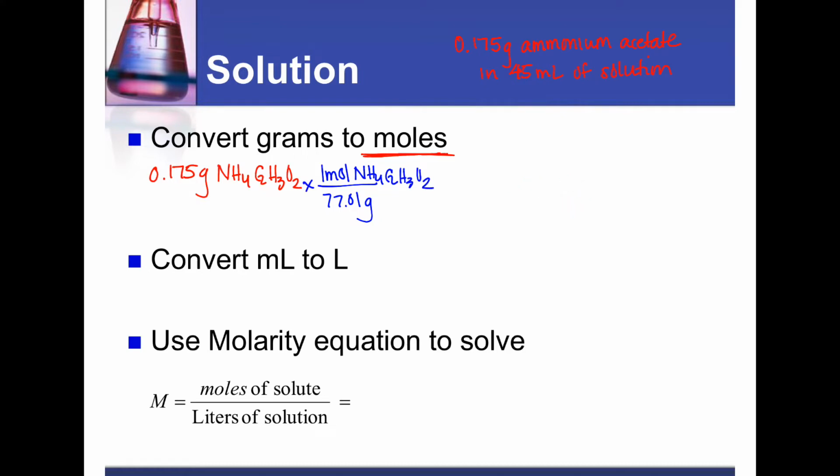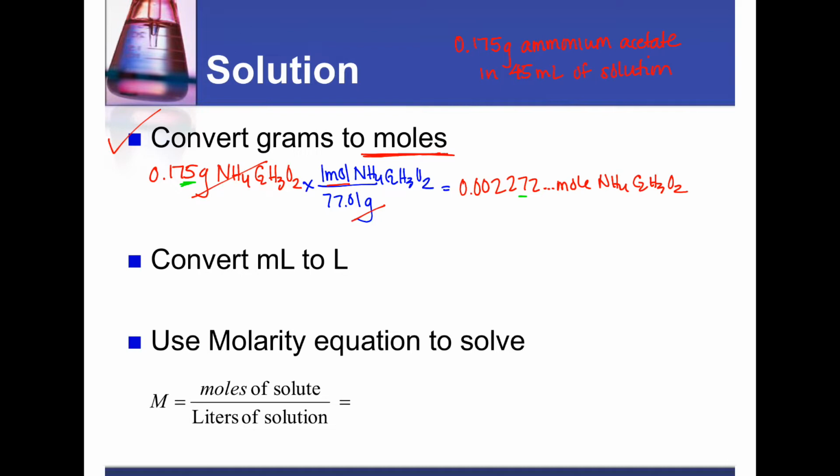And when I do that, the grams cancel out with grams and I get moles. I get 0.002272, there are a lot of numbers after that, moles of ammonium acetate. And I'm going to mark my sig figs. This only had 3 sig figs, so I'm going to mark this to 3 sig figs. All right, so I have converted grams to moles.